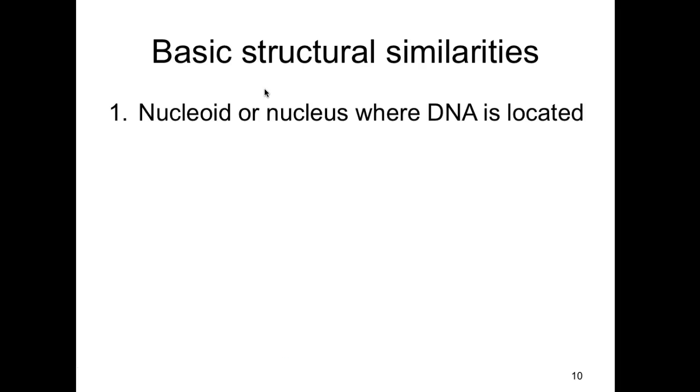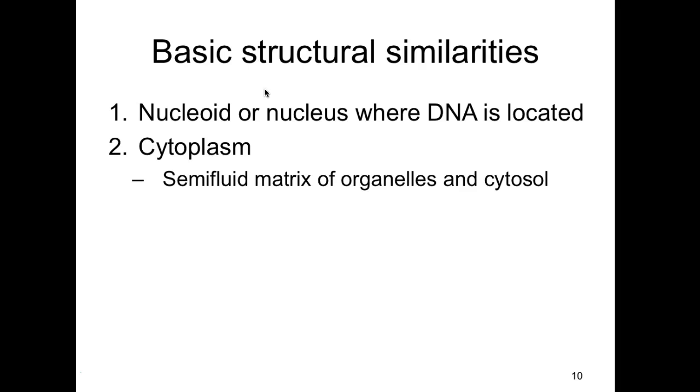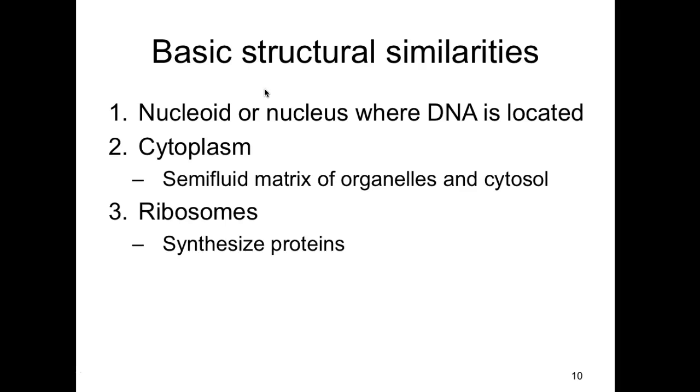So if we look at cells, basic structural similarities: all cells have DNA, whether it be in a nucleoid or nucleus. All cells do have DNA. All cells have a cytoplasm region, the semifluid matrix of organelles or cell structures, more importantly, and cytosol. All cells are going to have ribosomes as well, and ribosomes are the site of protein synthesis, and protein synthesis is the process that is going to make or synthesize proteins.